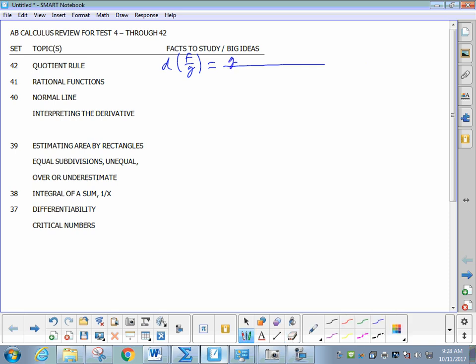Low D high minus high D low, over the square of what's below. Okay, now, in that case, most problems you're doing fine on. There has been this little subset of problems where it's been a little bit of a learning curve. You can use this to find the second derivative implicitly.